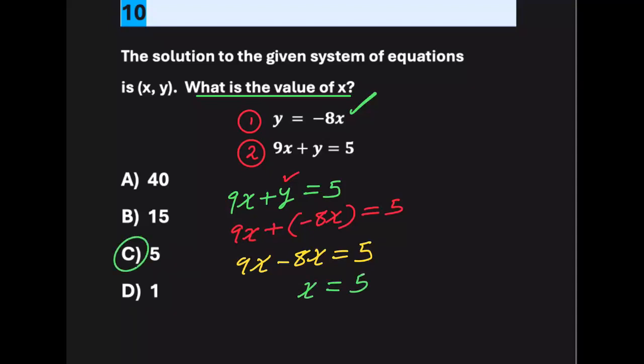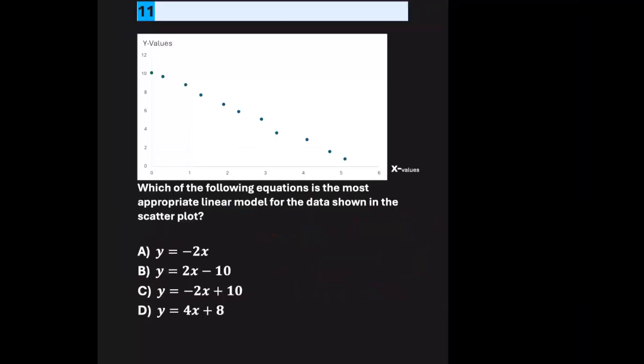And in case they ask you the value of y, you can substitute this right here, so you get the value of y. Question 11 is a linear equation graph. And the slope-intercept form of a linear equation has a formula which is written like this: y equals mx plus b. And m is the slope and b is the y-intercept.